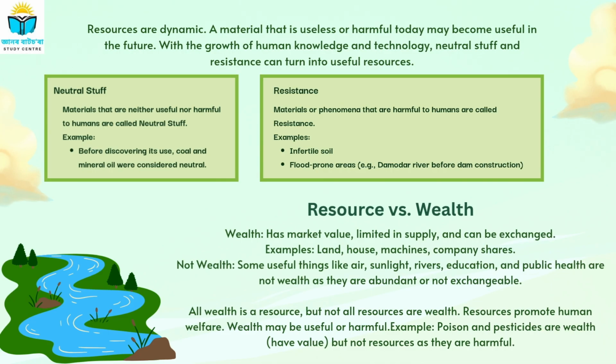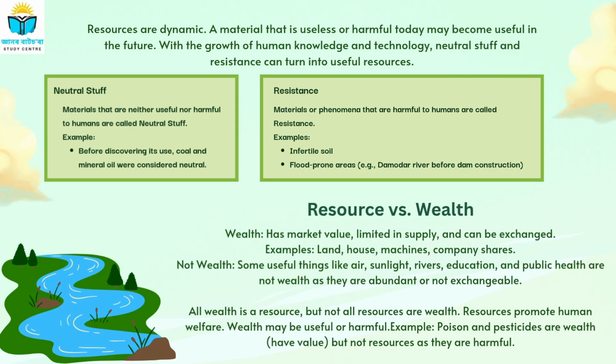Resources are dynamic. A material that may be useless or even harmful today can become valuable in the future thanks to human knowledge and technology. Neutral stuff. These are materials that are neither useful nor harmful. For example, before their use was discovered, coal and mineral oil were considered neutral. Resistance. These are materials or phenomena that are harmful to humans. For example, infertile soil or flood-prone areas like the Damodar River before dam construction.